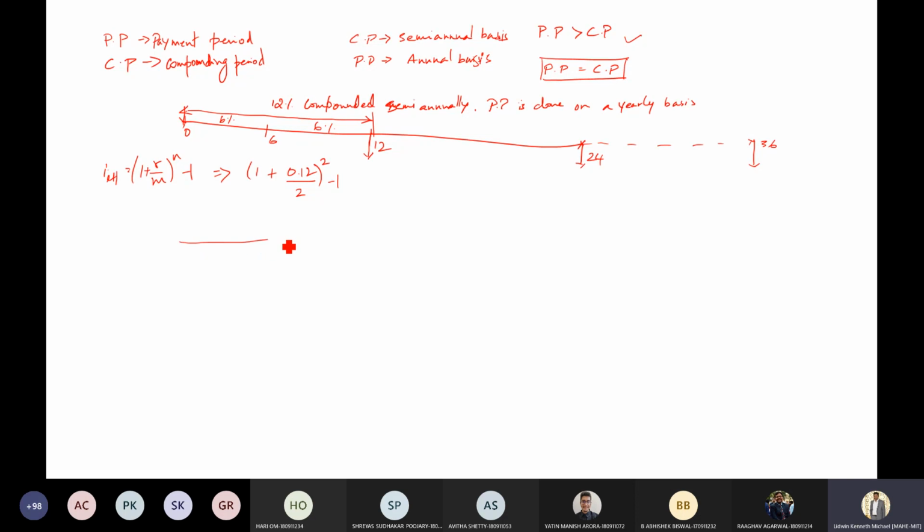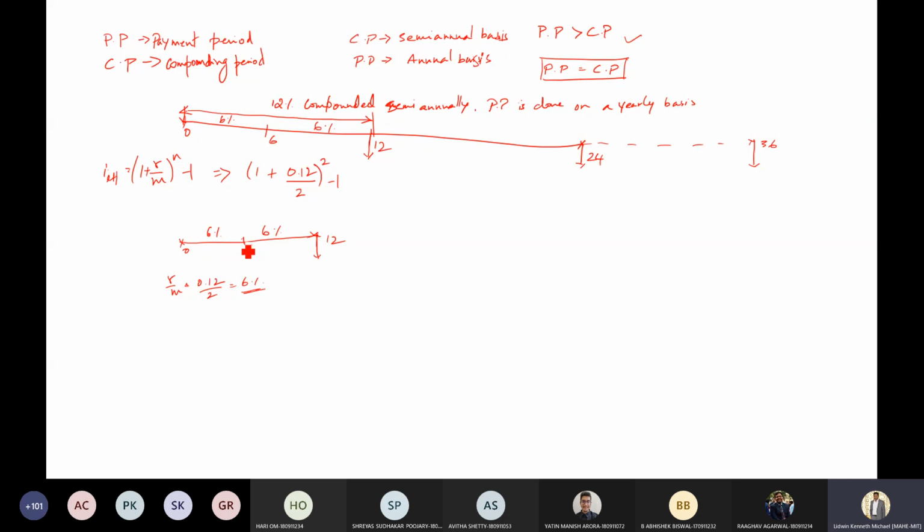Now, this is for 1 year. You are making the payment. Interest rate is given as 12% compounded semi-annually. It is not 12% compounded annually. It is 12% compounded semi-annually. Semi-annually means it is nothing but R by M, so it is 0.12 divided by 2. That is 6%. Simple. So you get 6% as your effective interest rate for 6 months.